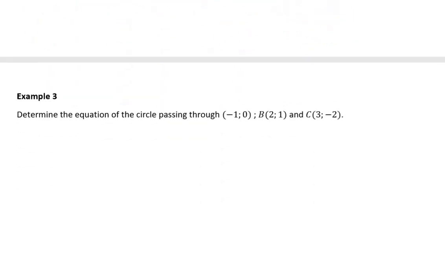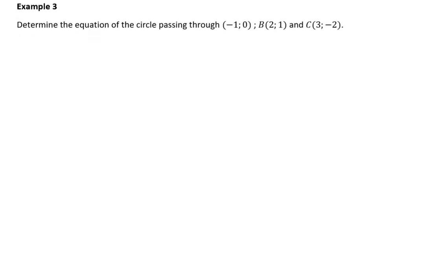Right, so now we move on to what I would classify as a really complex question. And I would classify this as a very mean question. It's not one I'd particularly ask in an exam, but it's very nice to see. So it says determine the equation of the circle passing through, and it gives us 3 points, -1, 0, 2, 1, and 3, -2. Now the problem is, I don't know whether those are diameters, they're just random points on the circle.